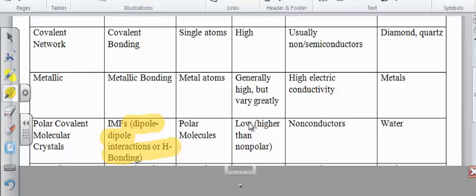In general, they usually have lower melting points and boiling points than our metallics, our covalent networks, and our ionics, but they are slightly higher than the nonpolar that we're going to see in just a minute. They're usually non-conductors of electricity, and water is one of the best examples of these polar covalent molecular crystals, which is held together by hydrogen bonding. If you need to rewatch this video, it will be in eChalk.